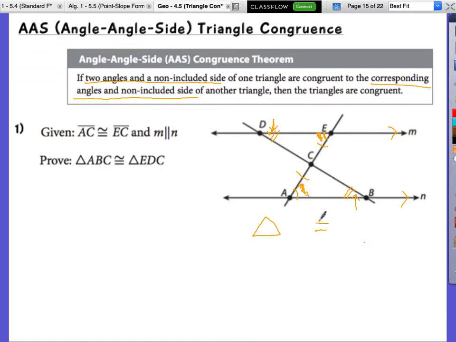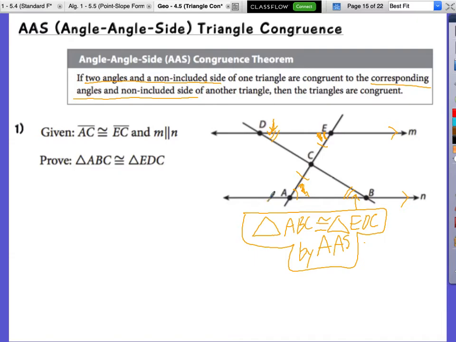So triangle ABC is congruent to triangle EDC by AAS. We won't have that one. It doesn't exist. I didn't mean to. That's something every geometry teacher expects when we teach this section. It's going to come up one way or another, whether it's purposeful or coincidental.